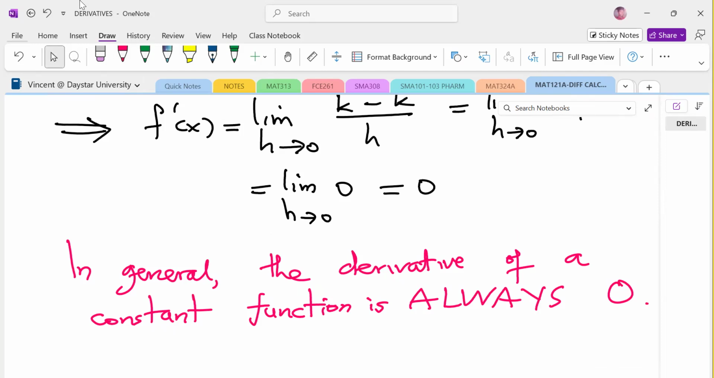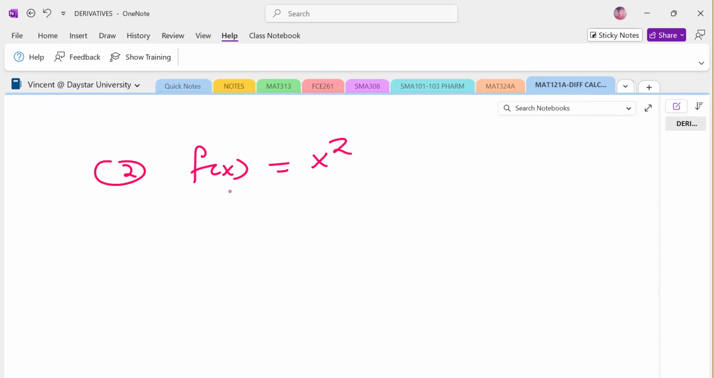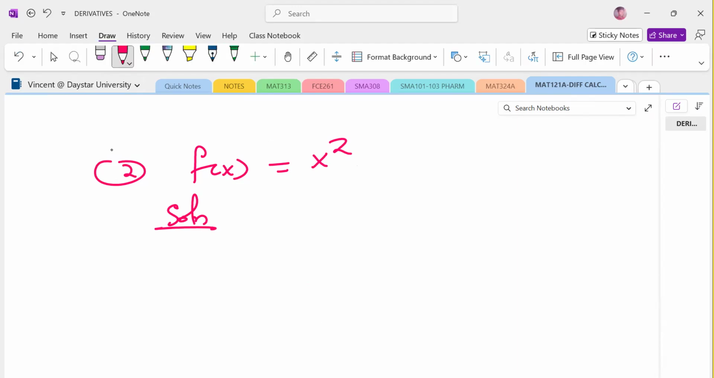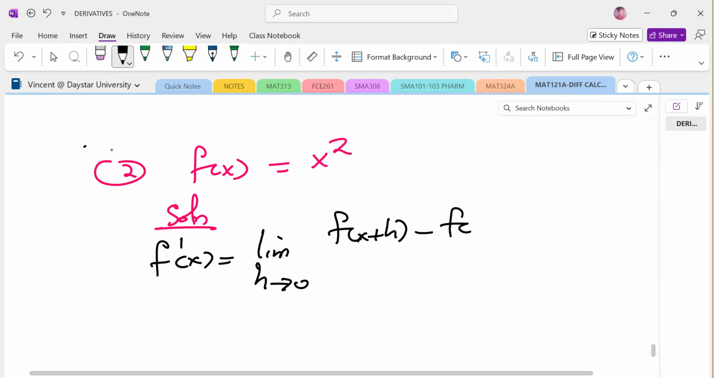And then example 2, the function is f of x is x squared. So here, you start by definition that the derivative is given by the limit as h approaches 0 of f of x plus h minus f of x divided by h.